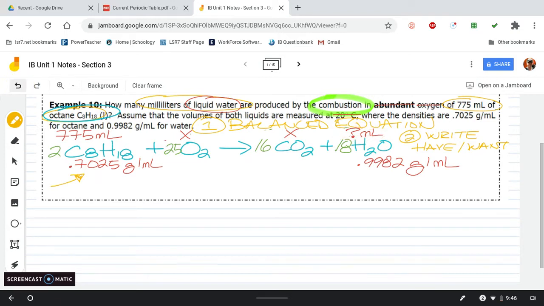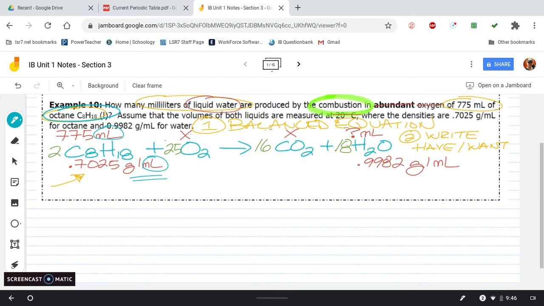So what we're going to do is write out the 775 milliliters of the octane. We're going to start with that volume because I'm going to show you that the volume is a great place to start because you have this. That's density, and see these milliliters and those milliliters, they're going to play nice together, and that's going to help us convert into something we can use, which is grams. Okay, so let's start here.